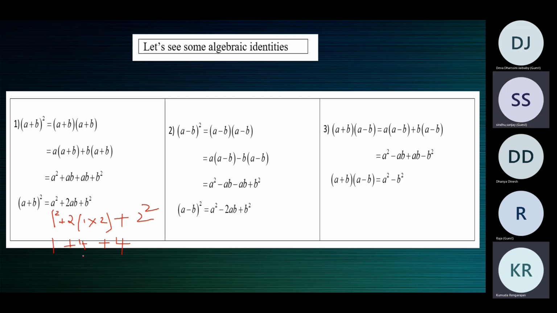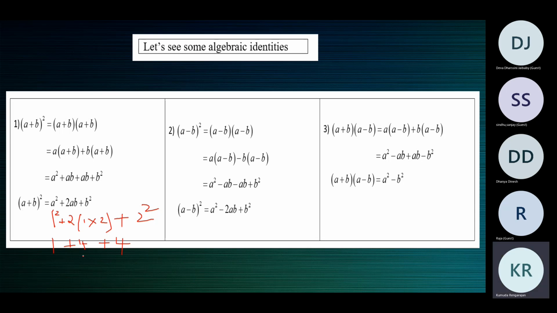Yes, ma'am. You try this for any value of A and B. You can give negative values, positive values, 0, fraction, any real value for A and B. You will see that the LHS and RHS will have the same value. The LHS will be equal to the RHS. That is what we mean by saying the equation holds. The equation holds, meaning the equation will be satisfied for any real value of A and B.